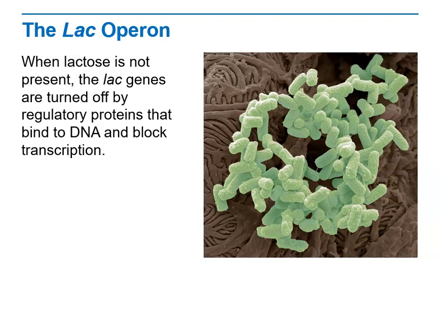This means that if the bacterium grows in a medium where lactose is the only food source, it must transcribe these genes and produce these proteins. If grown on another food source, such as glucose, it would have no need for these proteins. The bacterium is able to detect the presence of lactose and therefore when the products of these genes are needed. When lactose is not present, the lac genes are turned off by regulatory proteins that bind to DNA and block transcription.